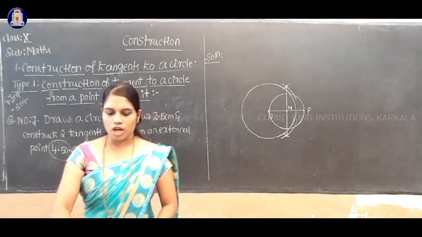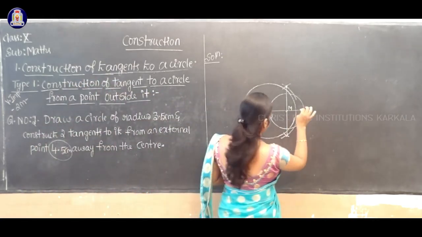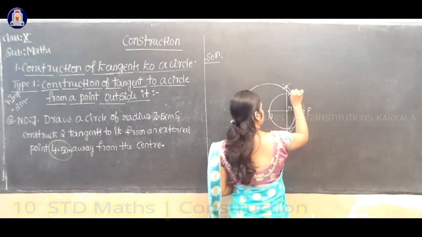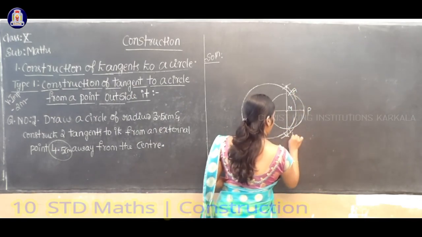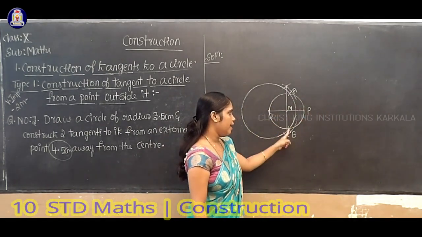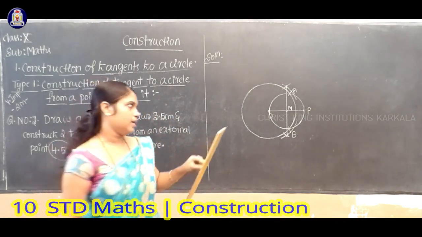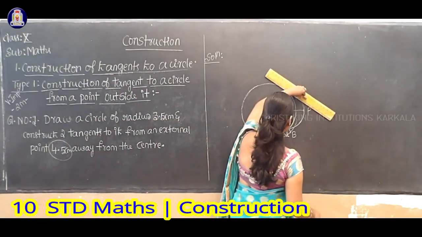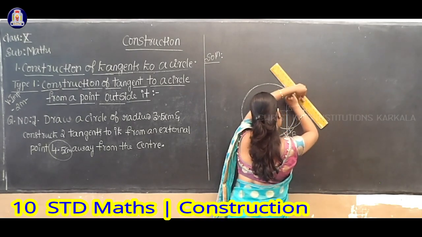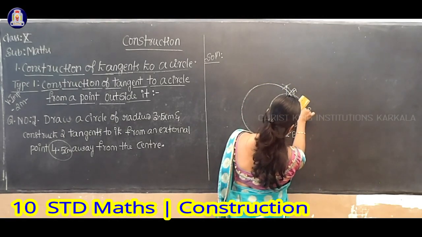Yes. So now these two circles are intersecting at which 2 points? This one and this one. Okay. So mark them as A and B. Now join AP and BP. So this is your AP. Another one, BP.